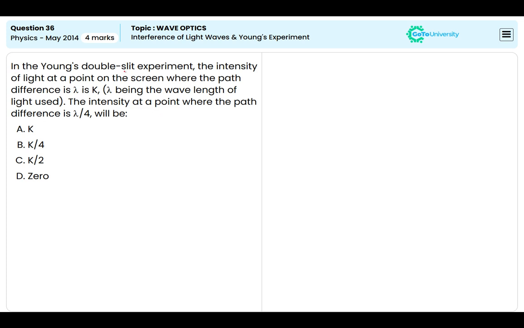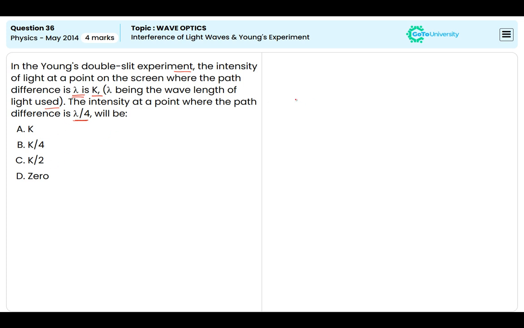In Young's double-slit experiment, the intensity of light at a point on the screen where the path difference is lambda is k, lambda being the wavelength of light used. What will be the intensity at a point where the path difference is lambda by 4? What is the k value we need to find here?